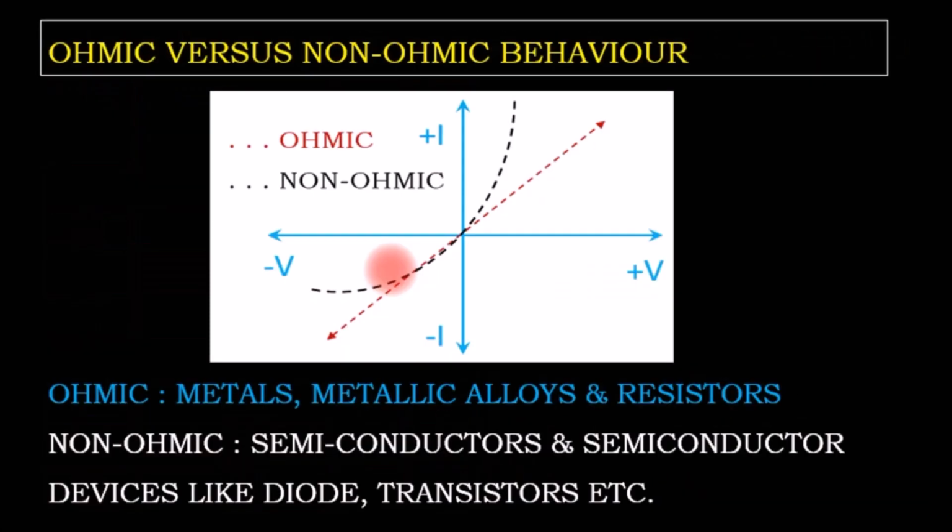Alright, this figure is illustrating the difference between ohmic and the non-ohmic components. In case of ohmic, the graph should be a straight line, should always pass through the origin of the xy plane. And if it is non-ohmic, the graph will no longer be a straight line. Metals, metallic alloys and resistors are examples of ohmic components, whereas semiconductor and semiconductor devices are examples of non-ohmic components.